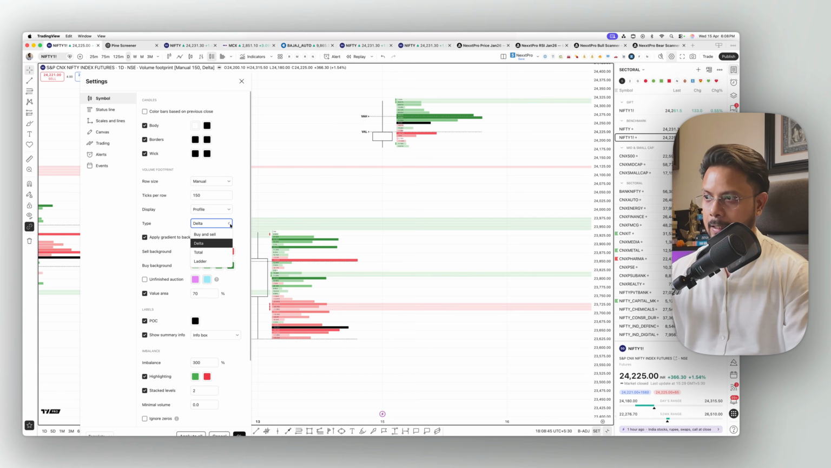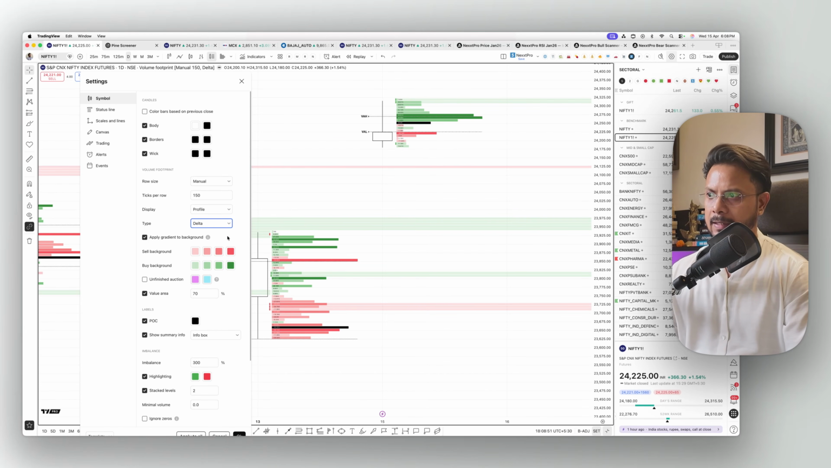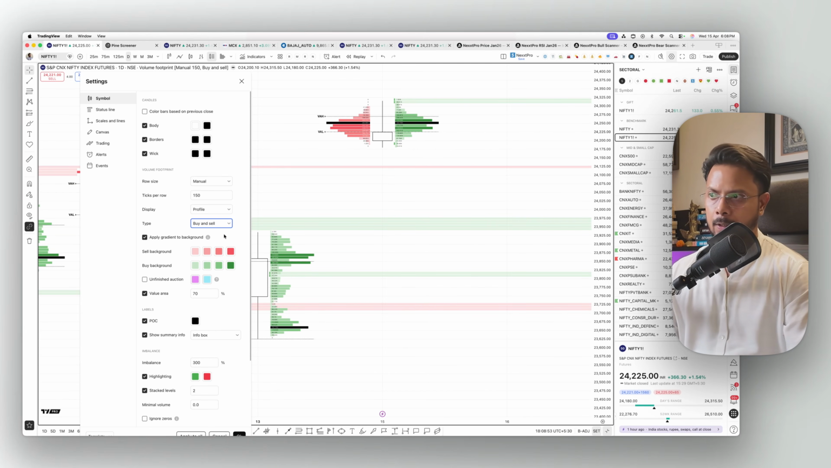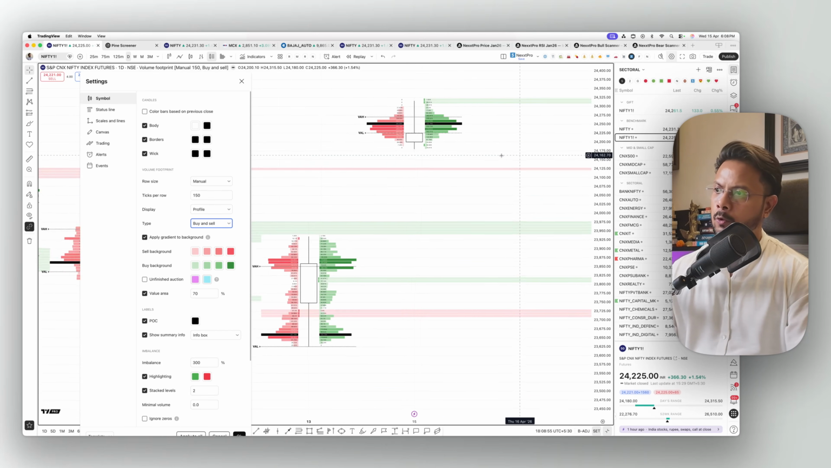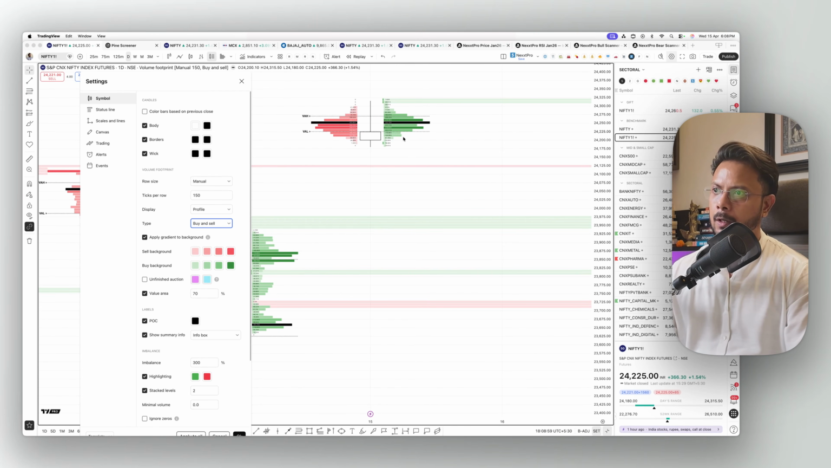Play around with delta or buy and sell. That is your call. I think between buy and sell and delta, these two make the maximum sense. These two look and feel good. The good thing about buy and sell is it is stacked on both the sides, so you get a feel of it. Of course, the point of control is very simple to understand.